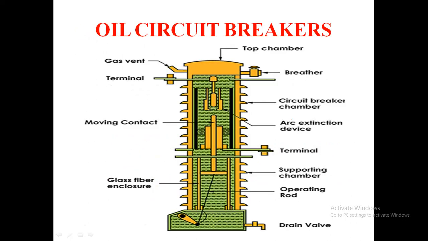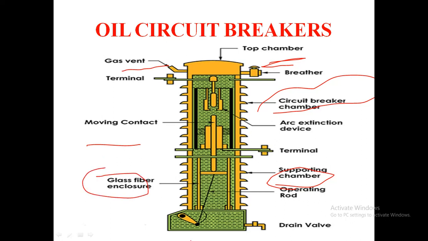So this is the construction of the oil circuit breaker. Here in this type, again there are two different chambers. One is the lower or supporting chamber, the other is the upper or top chamber, the circuit breaker chamber, the breather, and two different contacts. One is a moving contact, and this is my gas vent. Glass fiber is enclosed, and this is your supporting trip, and this is your operating rod and drain valve. So these are the parts found in an oil circuit breaker.